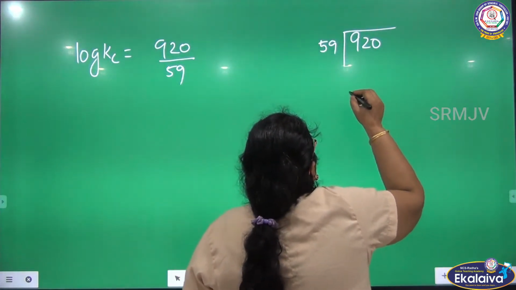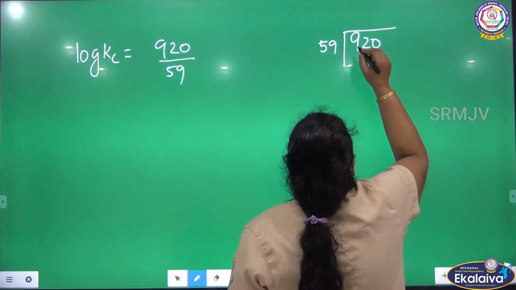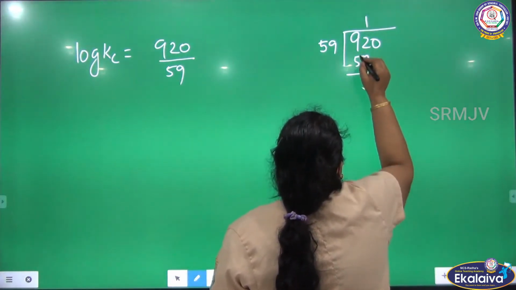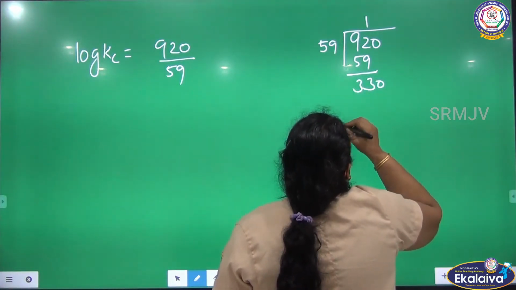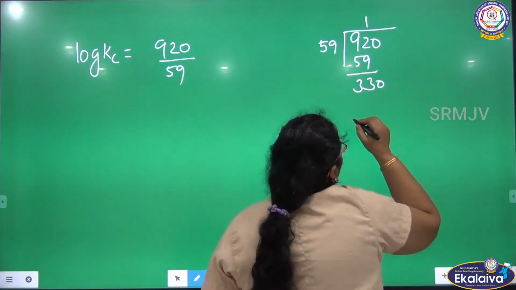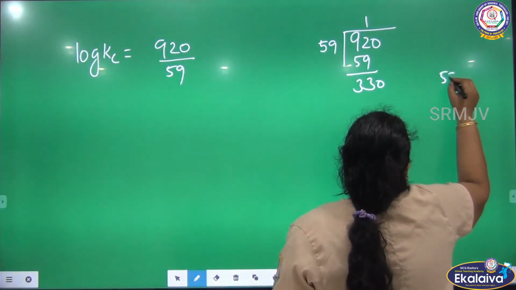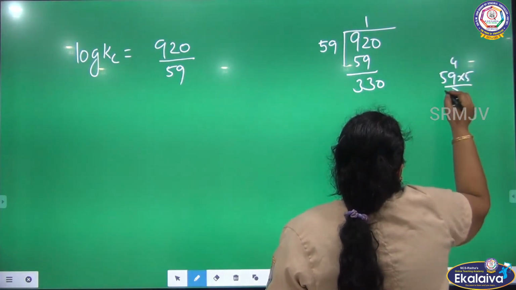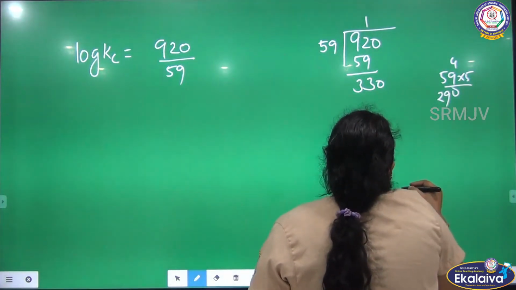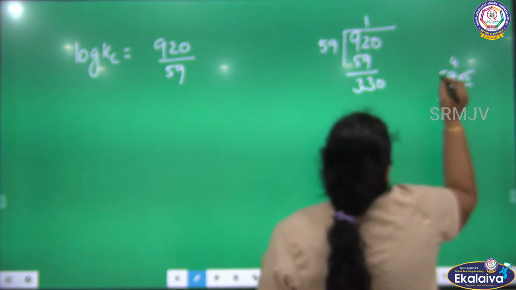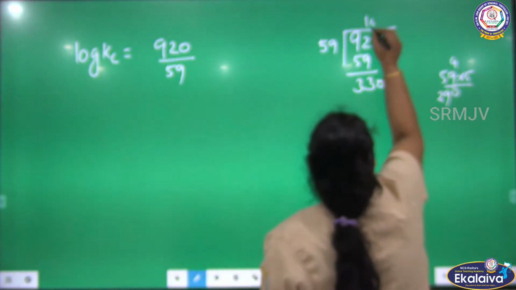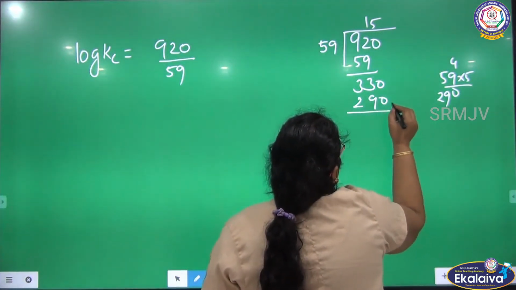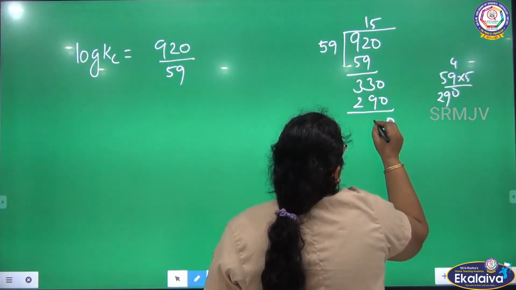If you put 2 times, it will become 118. So you put 1 time. 59 ones are 59. So 12 minus 9, 3, 8 minus 5, 3, 330. So how many times 59 in 330? If you put 5 times, 5 nines are 45, balance 4, 5 fives are 25, 25 plus 4, 29, 295. So 5 times you will be getting 295. Then you multiply, subtract it, 0, 13 minus 9, 4.